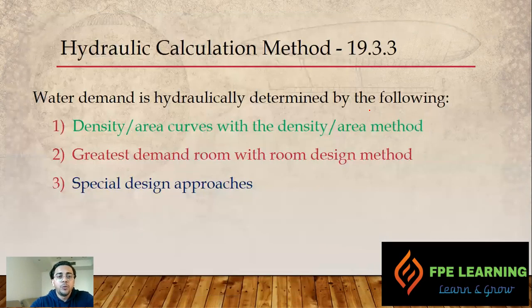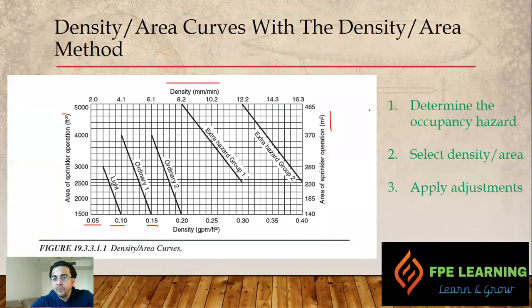Okay, so we have to determine the occupancy hazard first, then select the densities, and then apply the adjustment, right? Applying the adjustment means we have to increase the area or we have to decrease the area based on different applications that I'm going to cover in my next class, in my next video, right? So let's see how you are going to select the density area curve.